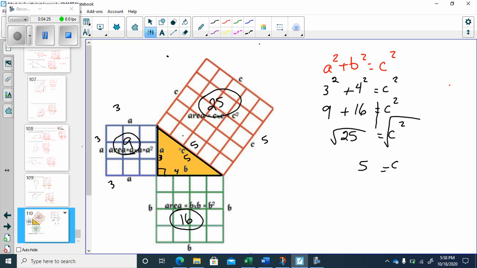5 by 5. We've just informally proven that if we make a square using the length of one leg on a triangle and make a square using the length of the other leg of the triangle, it's going to give me the same area as a square that uses the length of the hypotenuse. Okay? That's Pythagorean theorem. That's an informal proof of Pythagorean theorem.